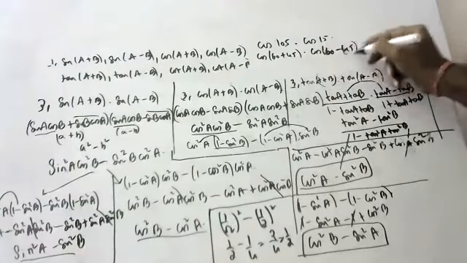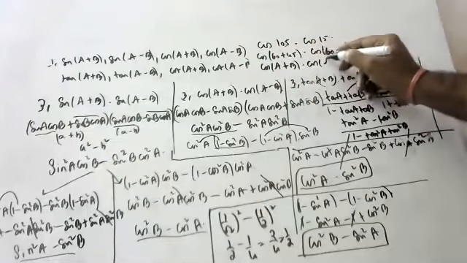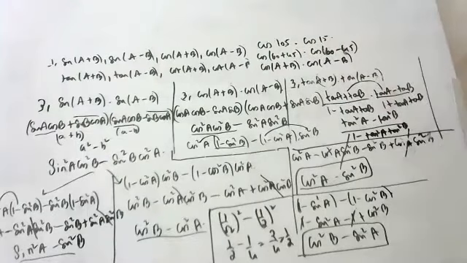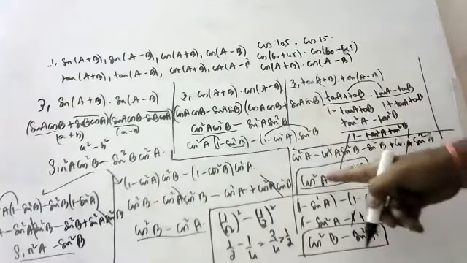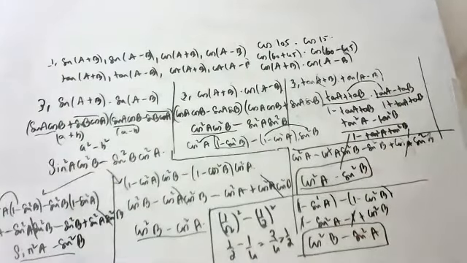This is in the form of cos(A+B) into cos(A-B). What is the formula of cos(A+B) cos(A-B)? We have two formulas, children: cos square A minus sin square B, or cos square B minus sin square A. At that moment, you should immediately remember them, children. You will not have time to derive. Okay, in the initial stage you can derive.